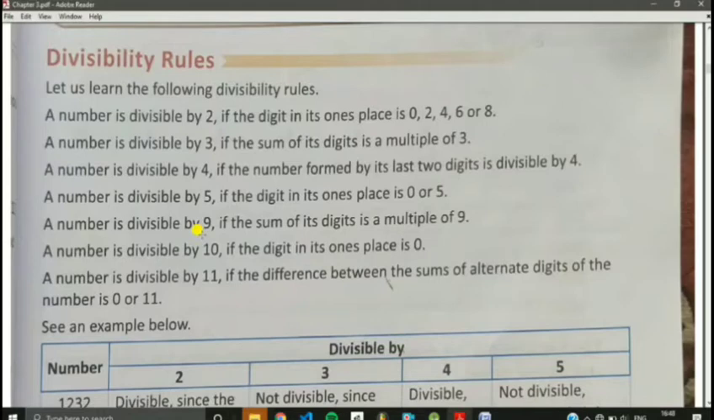So the younger will have a different type of relation and the elder will have a different type of relation, but the process is the same. Here also we calculate the sum of the digits. In 9 also we will have the sum of the digits. Only the change is the multiples: the younger has multiples of 3 and the elder has multiples of 9. When you find the sum of all the digits, you must have the total as a number which occurs in the table of 9.